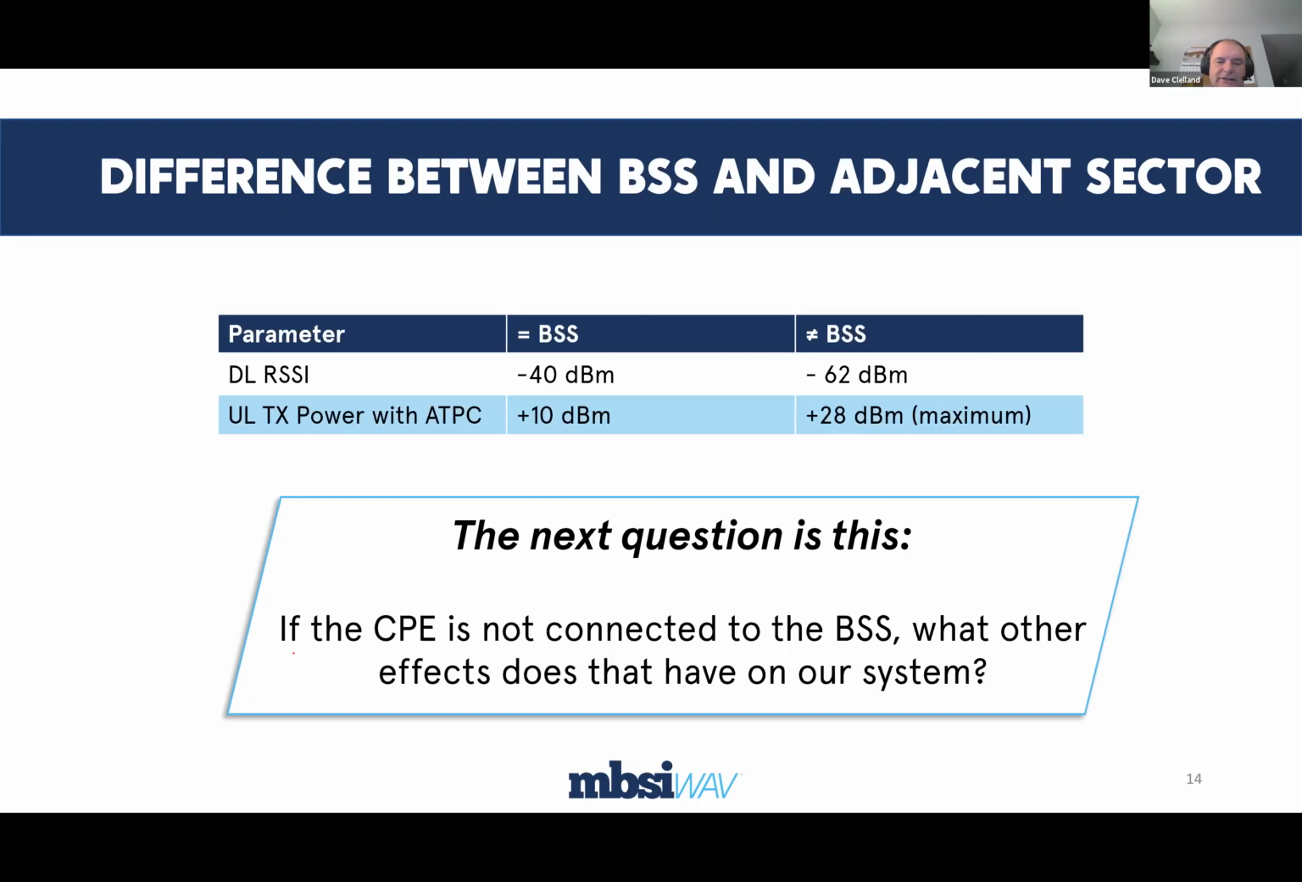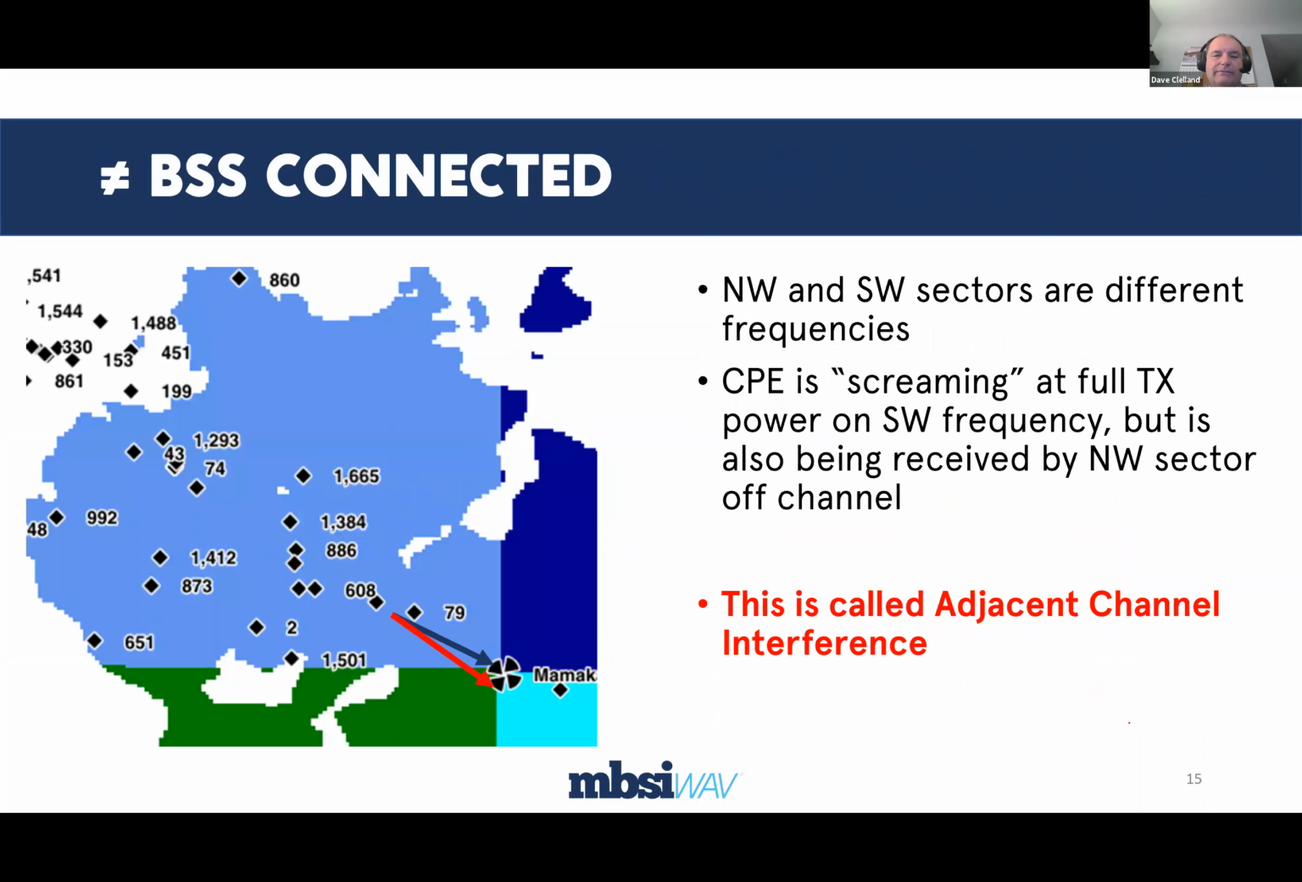So the next question is this: if the CPE is not connected to the best serving sector, what effects does that have on our system? First of all, we have a problem that's called adjacent channel interference. Typically the northwest and the southeast sectors on a site are the same frequency, and the northeast and the southwest are the same frequency. So let's call this F1, F2, F1, F2, in a case of reuse 2.